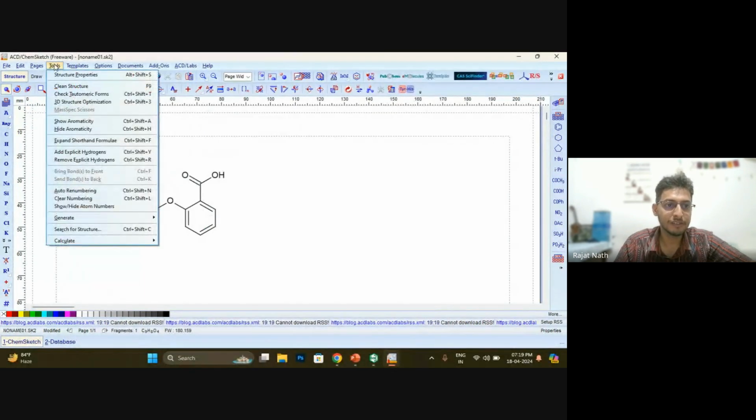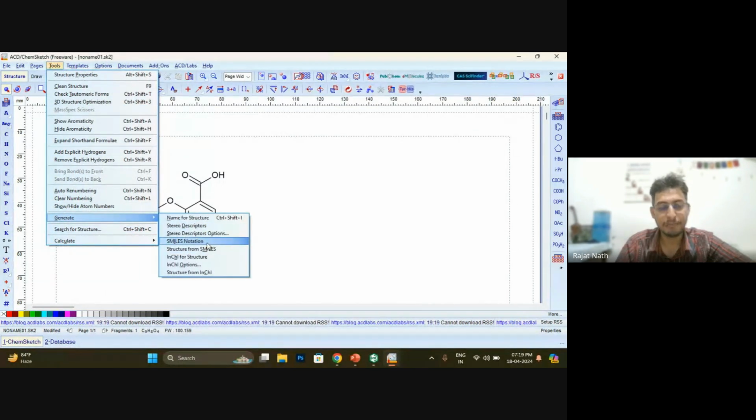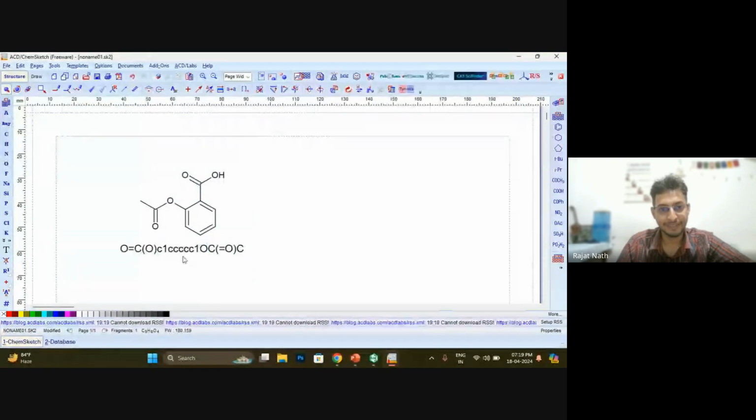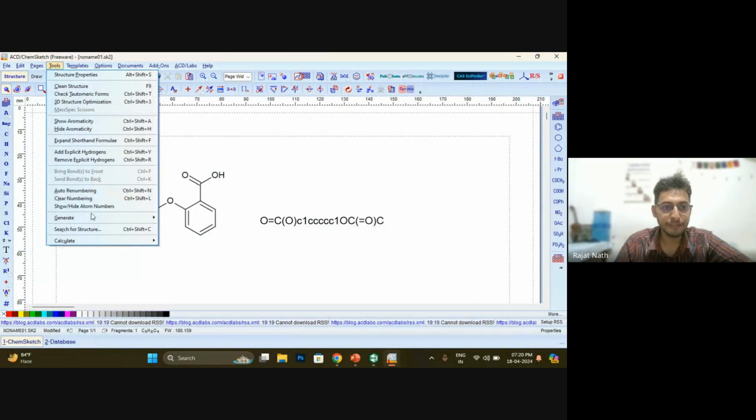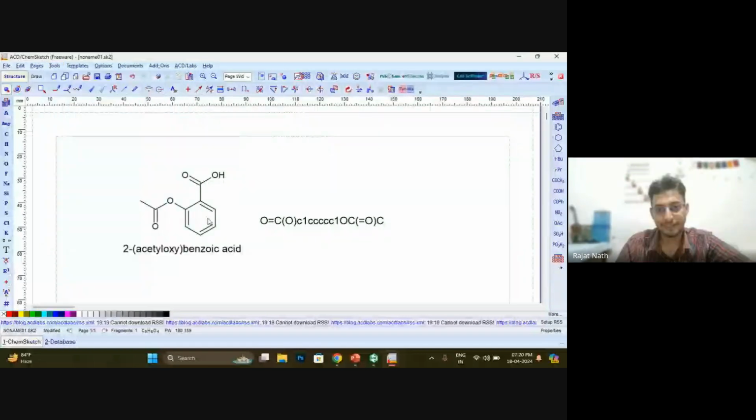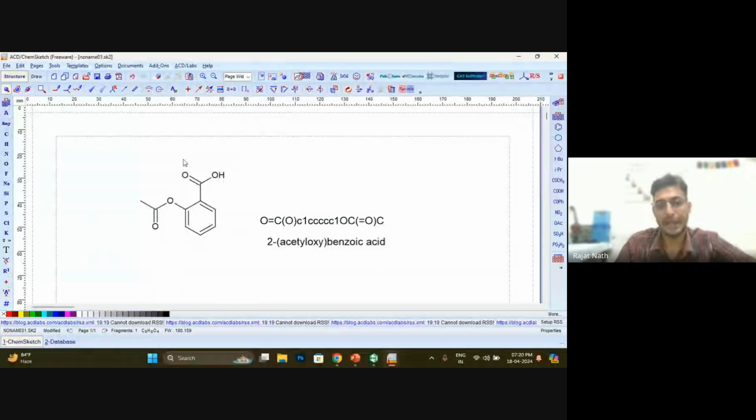Go to Tools, then go to Generate, and go for the SMILES notation. See, this is your SMILES notation of your compound. Sorry, ligand. So this is the SMILES notation. You can get the IUPAC name here also. Name for the structure. See, it has given the IUPAC name also.